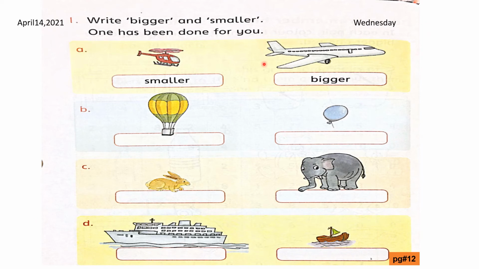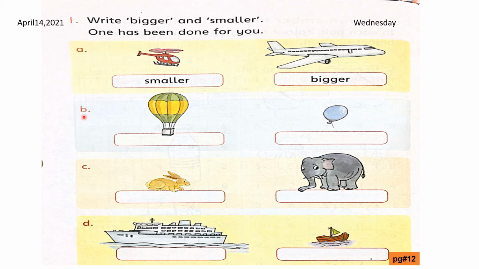Here we are comparing between two objects, which is bigger and which is smaller in size. You have to write spelling here. So you can read in this way. Helicopter is smaller than an aeroplane and an aeroplane is bigger than helicopter.